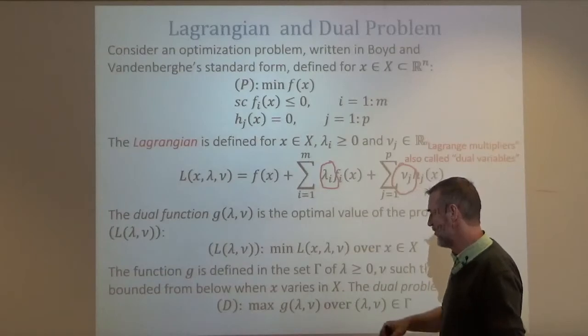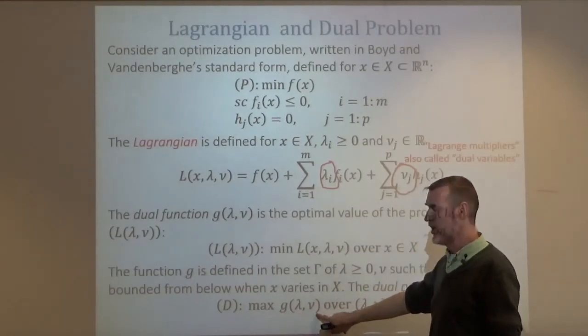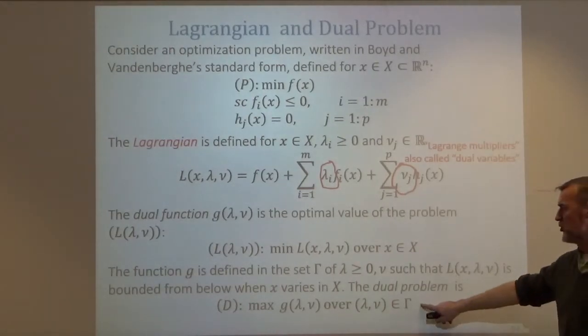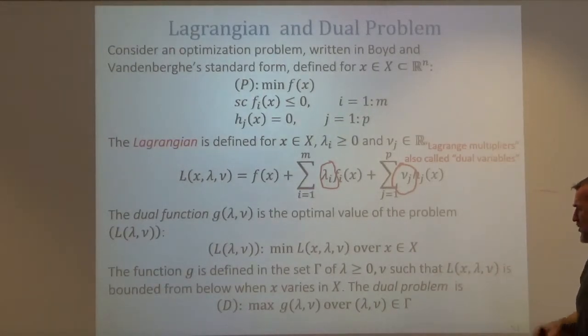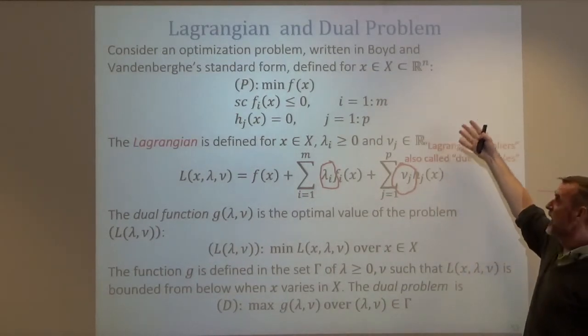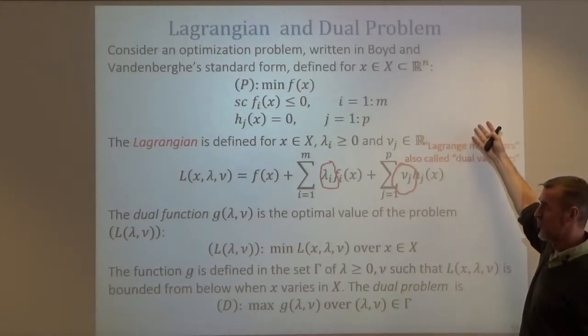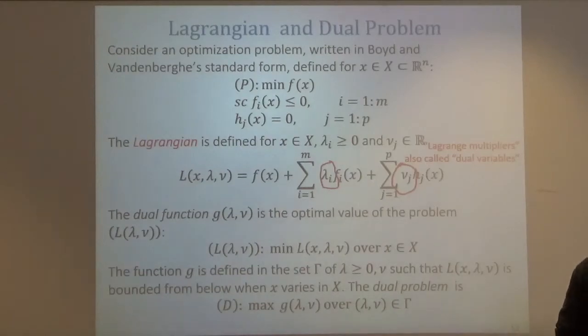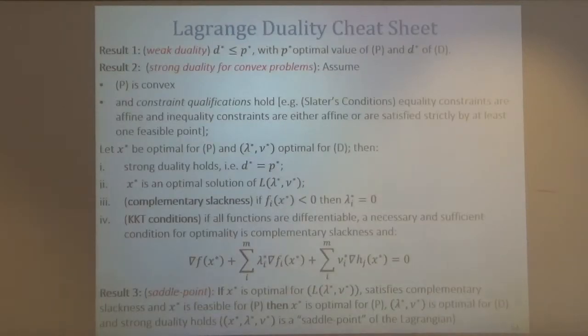And the dual problem consists in maximizing G over all the Lagrange multipliers lambda and nu that belong to this domain of definition. So each of the problems comes with a domain of definition, capital X for the original problem, which is called the primal, and gamma for the dual problem. So far it's only the definition of what is the primal and the dual, and now everything you need to know about them. I had to reduce the font to make it fit in one slide.